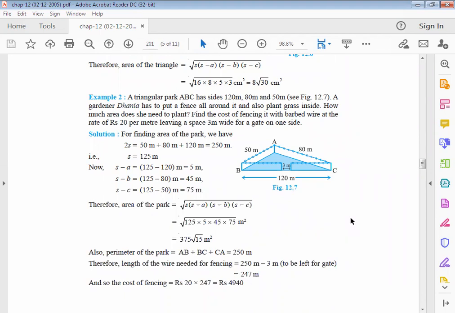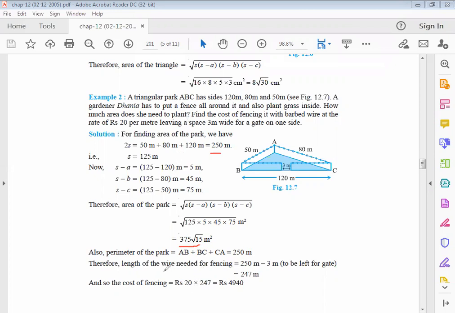Look at the screen, students. All three sides are given. So we can easily calculate the area of the park, right? Look here, the area of the park we get after calculating by using Heron's formula is 375 under root 15 meter square. Now, what is the perimeter, students? 250 meter, right? Because we need to fence here, right?